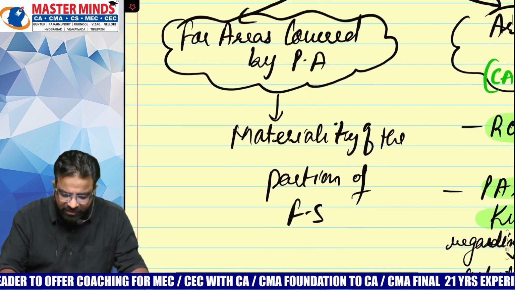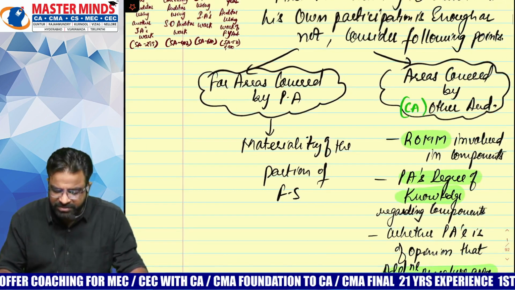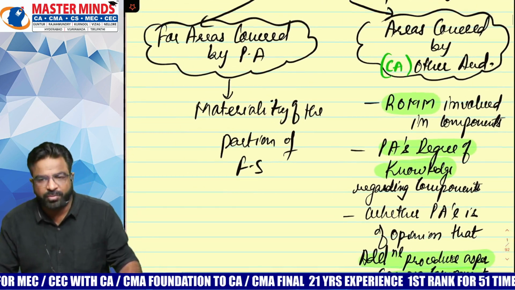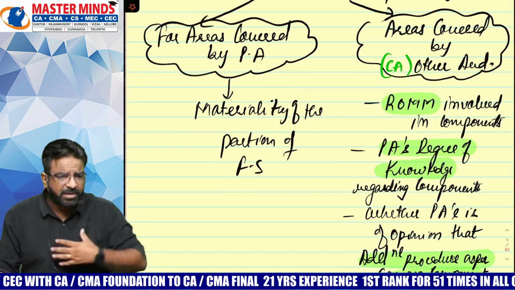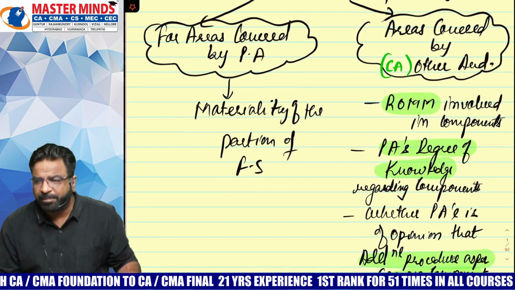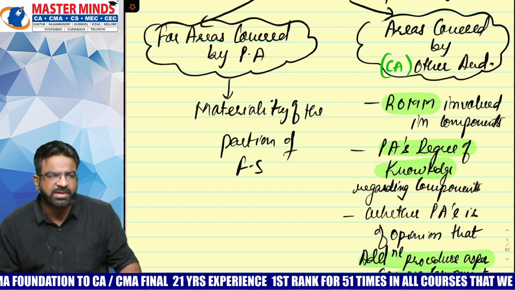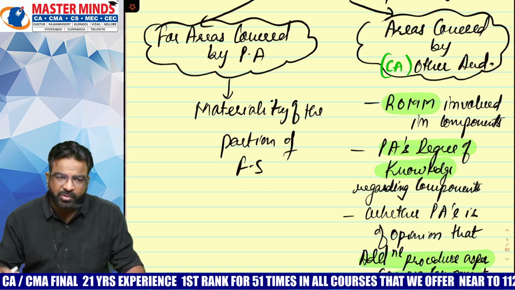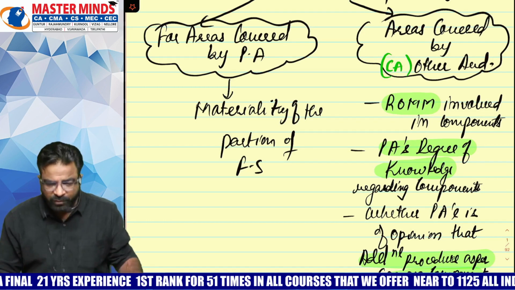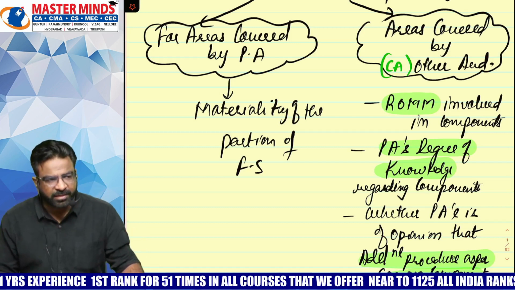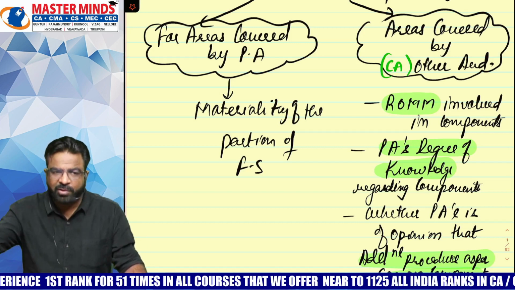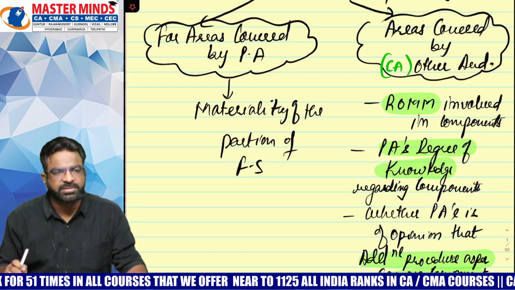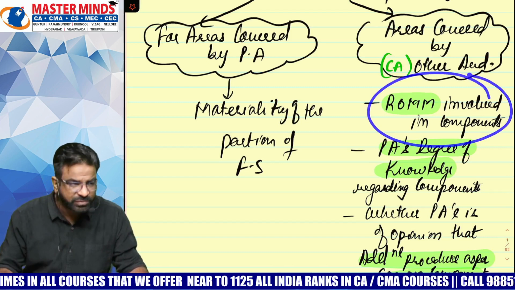Now, for the areas covered by the PA, the materiality of the portion of the financial statement has to be checked. For areas covered by another auditor, is the ROMM involved high? Let's say, for example, I am a parent auditor. Always remember, being a parent auditor, you have a responsibility for the CFS audit also. What is CFS? Consolidated financial statement. But unfortunately, you are not the auditor of the components. So if you think that the ROMM level of some components is very high, and you are not the auditor of that component, then definitely you have to make use of the component auditor's work.